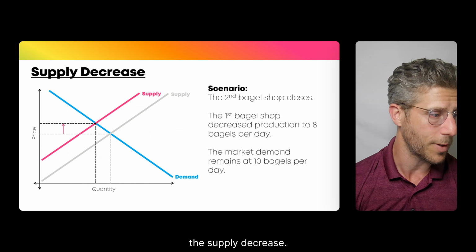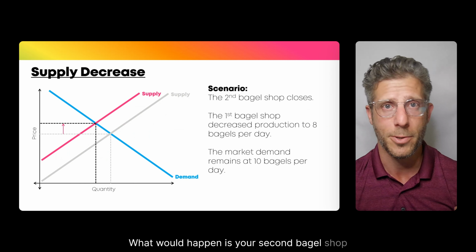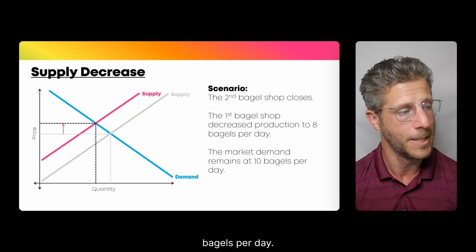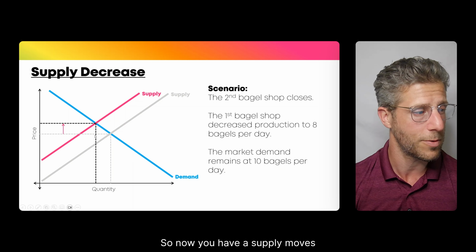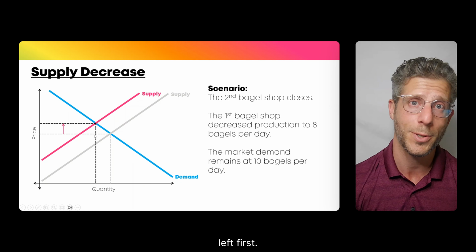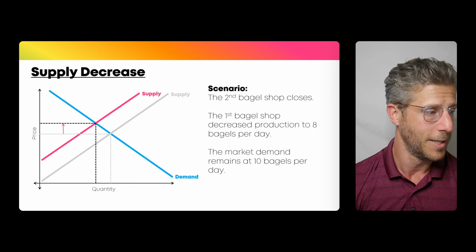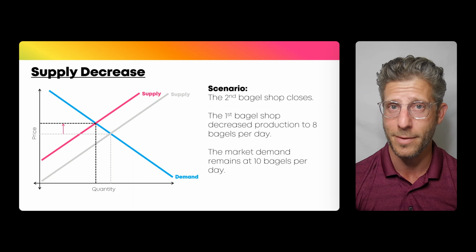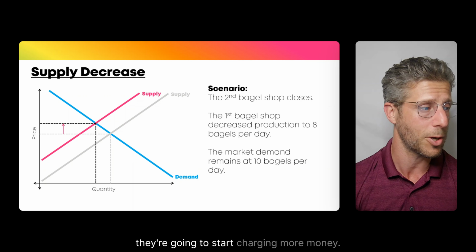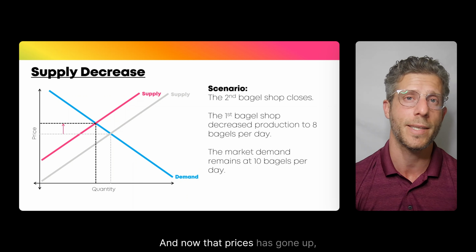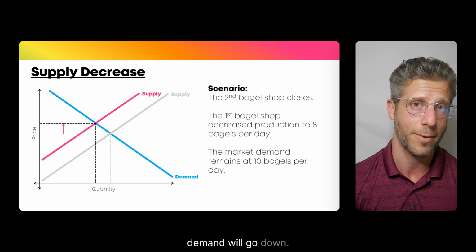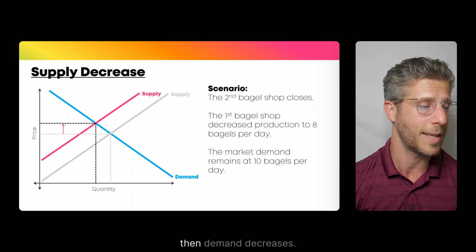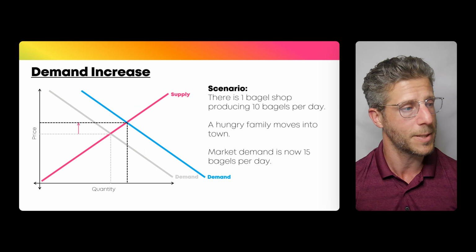In a supply decrease, what would happen is your second bagel shop closes, and the first bagel shop decreases production to 8 bagels per day. So now supply moves left first, so it decreases first. And now that there are more customers wanting bagels than there are bagels, they're going to start charging more money. And now that prices have gone up, demand will go down. So supply decreases, price increases, then demand decreases as a result.